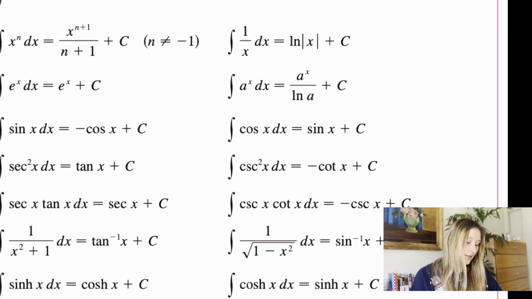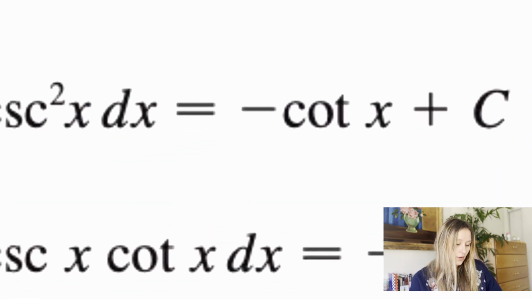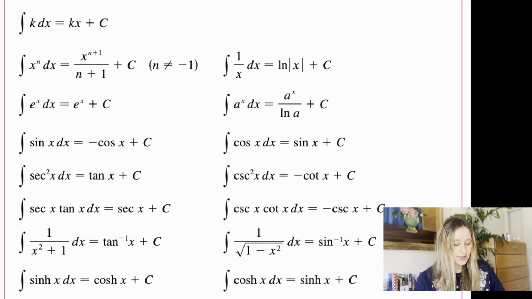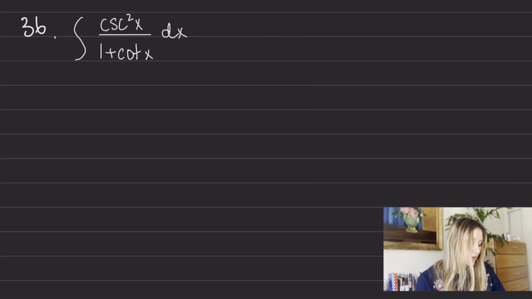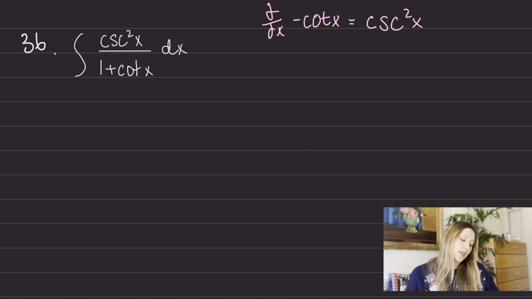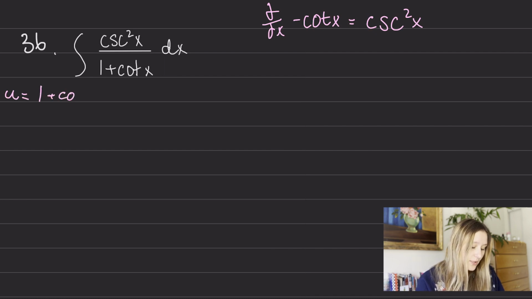Anyways, okay, now looking at my trusty thing over here, the derivative of minus cotangent x is going to be cosecant squared x. Using that, we get u being that 1 plus cotangent x on the bottom. Du is going to be, that's going to be 0. Cotangent x is going to be minus cosecant squared x dx.